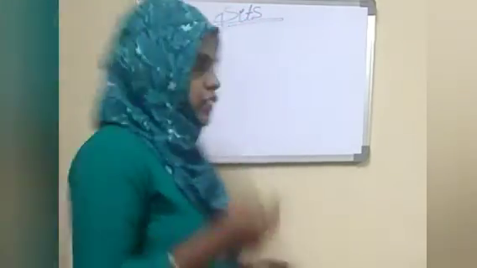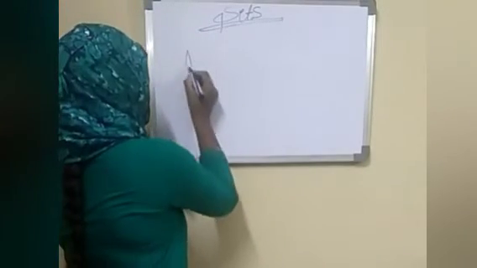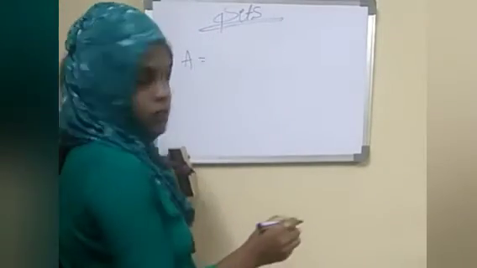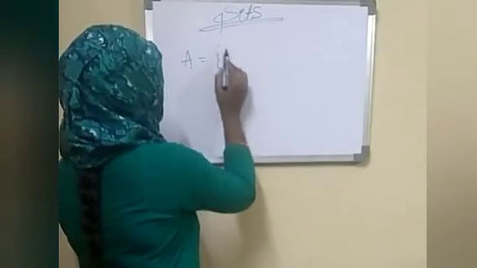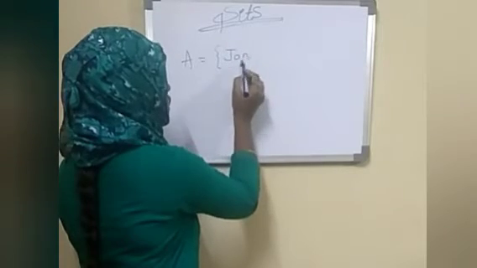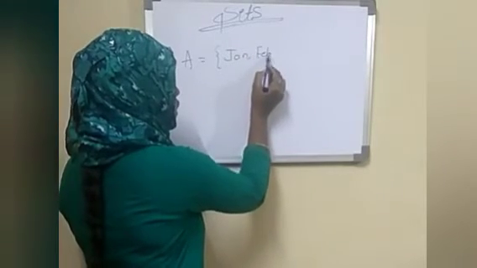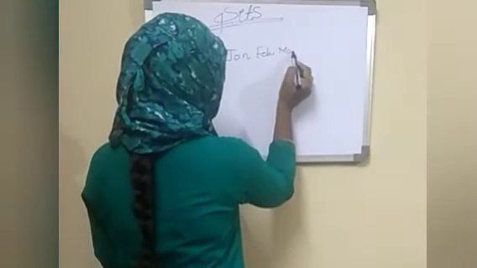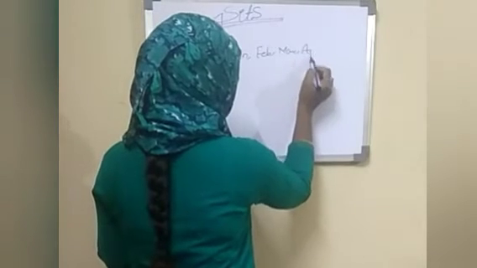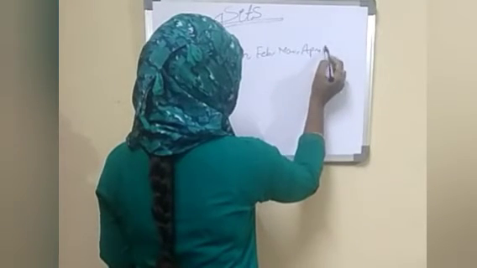Let's see some more examples. Like we have a set A consisting of January, February, March, April, May.